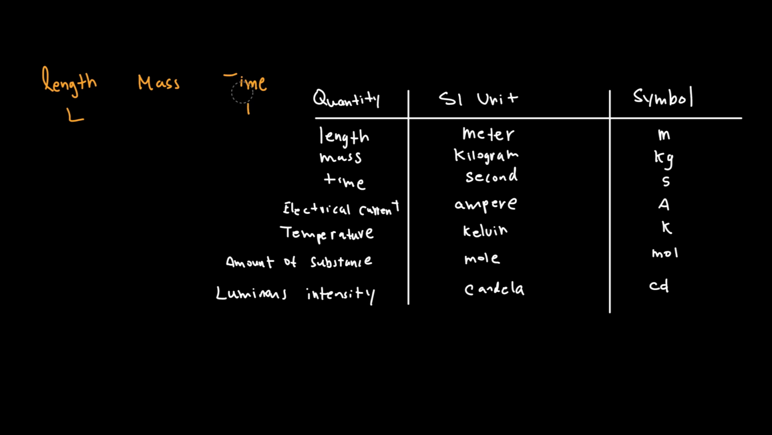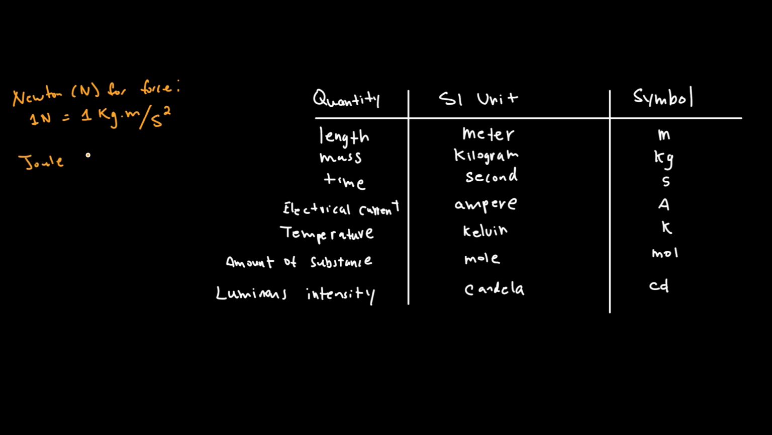From the base units, many derived units are formed. For example, Newton, N, is for force, and 1 Newton is equal to 1 kg times m over s squared.